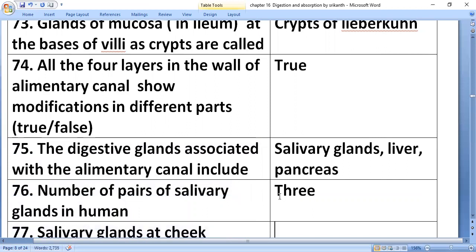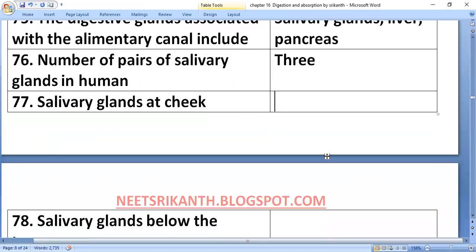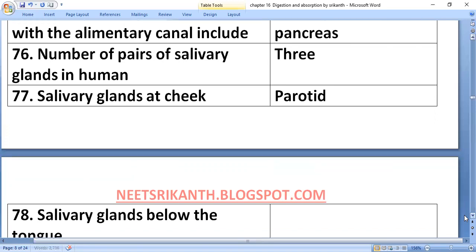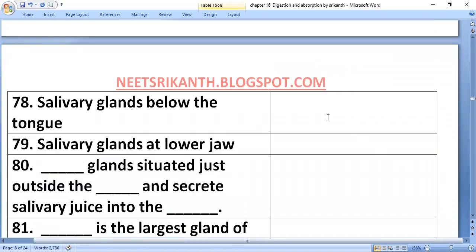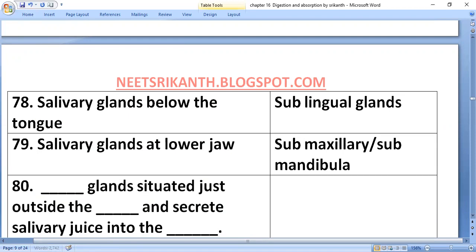Salivary glands at the cheek: parotid glands. Salivary glands below the tongue: sublingual glands. Salivary glands at the lower jaw: submaxillary or submandibular glands.